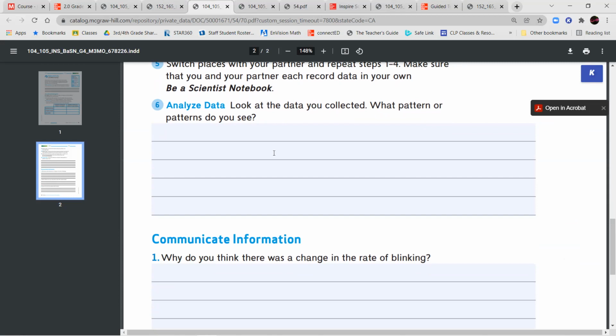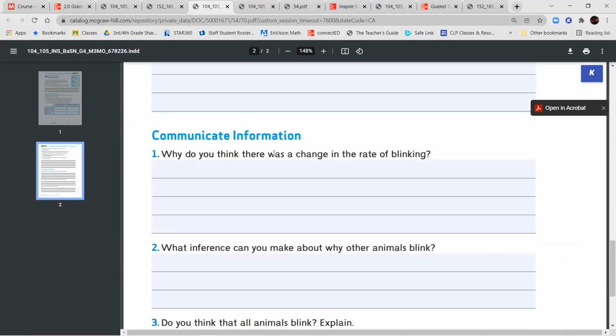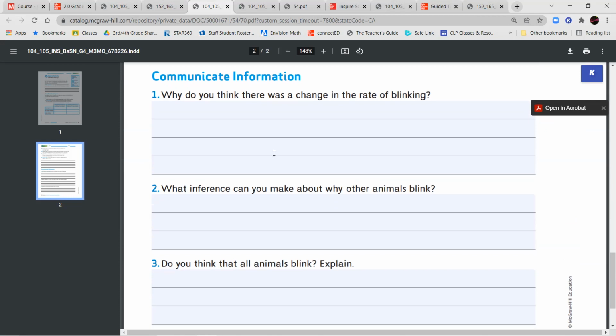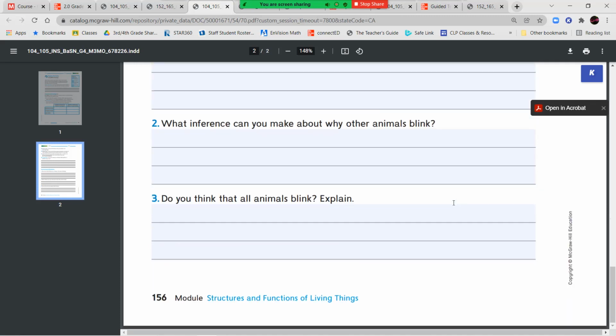And then under where it says communicate information, why do you think there was a change in the rate of blinking? So why do you think there was a difference? What inference can you make about why other animals blink? So what inference? An inference is an idea based on things that you learned. So what idea do you have about why other animals blink? And do you think that all animals blink? And then go ahead and explain why you think that in your answer below.